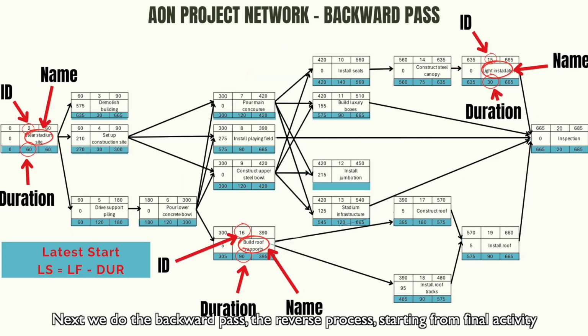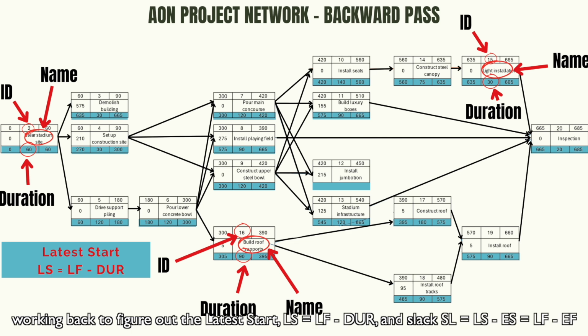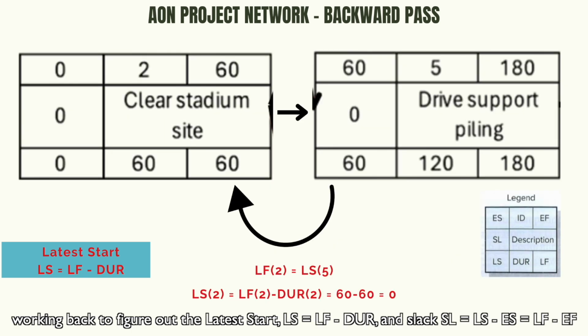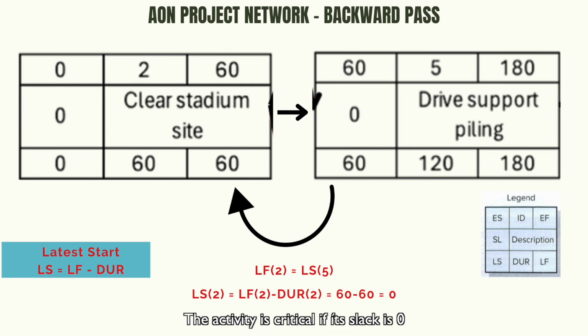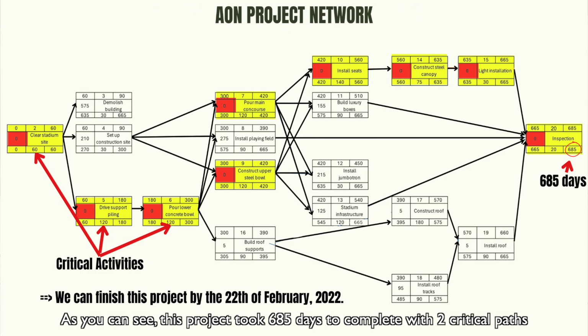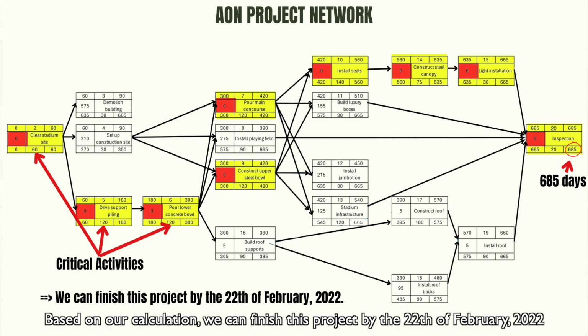Next, we do the backward pass, the reverse process, starting from the final activity and working back to figure out the latest start, which equals late finish minus duration, and the slack, which is late start less early start, or late finish less early finish. The activity is critical if its slack is 0. As you can see, the project takes 685 days to complete with 2 critical paths. Based on our calculation, we can finish this project by the 22nd of February in 2022.